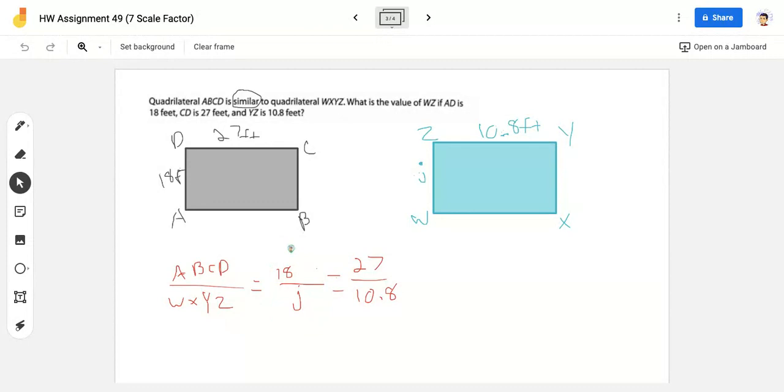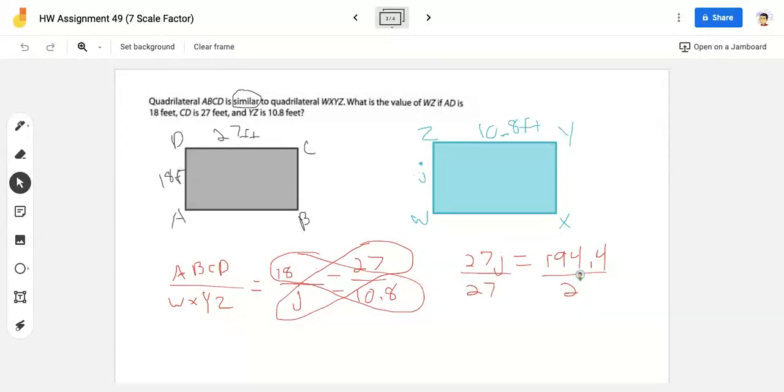All right, so let's use our cross product and figure out what that missing value is going to be. So we will have 27J is equal to 18 times 10.8, which is 194.4. Divide both sides by 27. My 27 cancels there. I'm left with J is equal to 7.2 feet. So J is going to be equal to 7.2 feet.